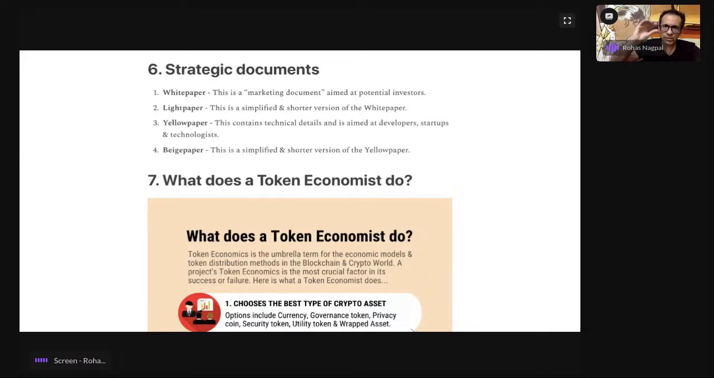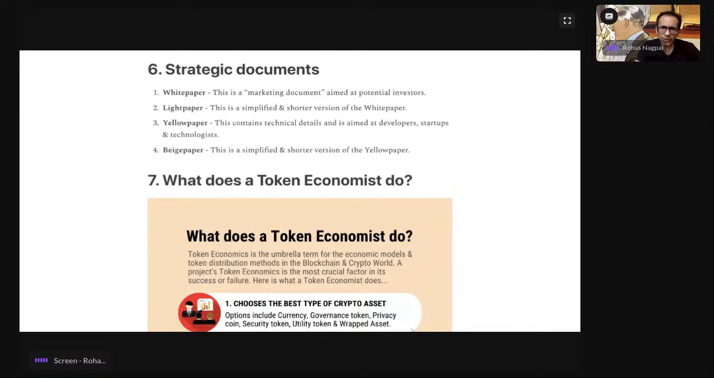Light paper is a smaller version of it. A yellow paper has more technical details aimed more at the developers, and a beige paper is a simplified, shorter version of the yellow paper. So usually you will hear about these four kinds of strategic documents. Any questions? Let me know if it's clear, or if you have any questions right now, you can put them.